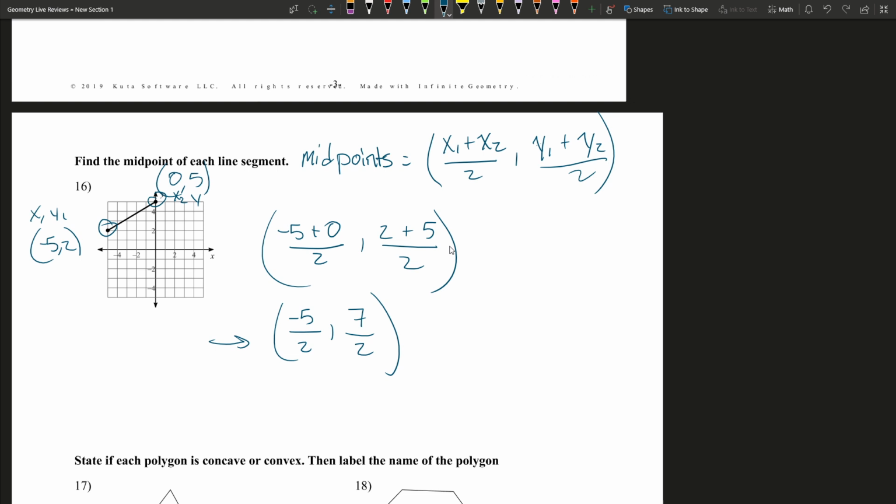So again, midpoint is the average in the x values and the average in the y values. You add up the two x's, divide by 2. You add up the two y's, you divide by 2.